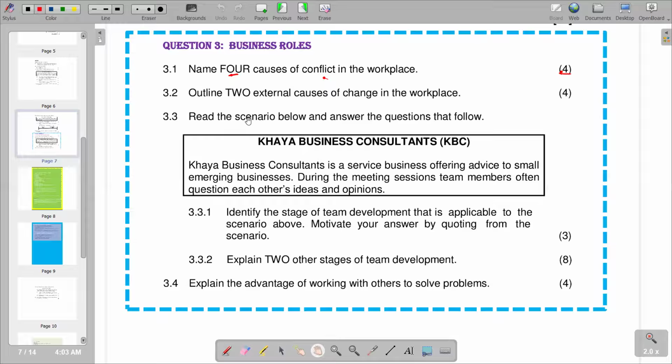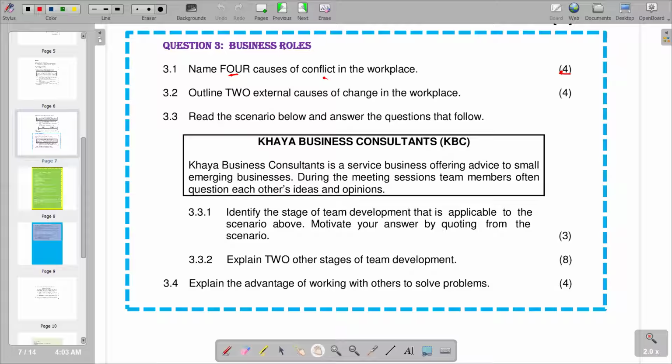For example, if taxation is raised, it means the cost of production is going to increase, and when the cost of production increases, obviously there's going to be a contraction in the production processes. They're going to reduce their production because it's now expensive to buy the raw materials and the inputs. So those are some of the causes of changes in the workplace.